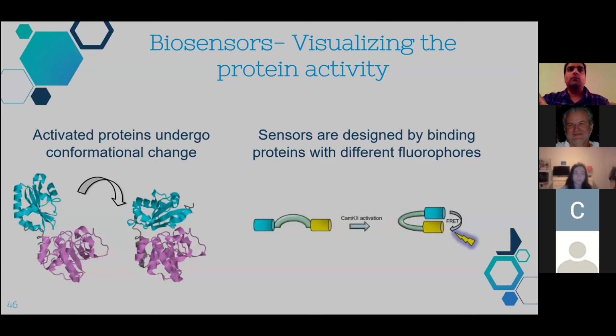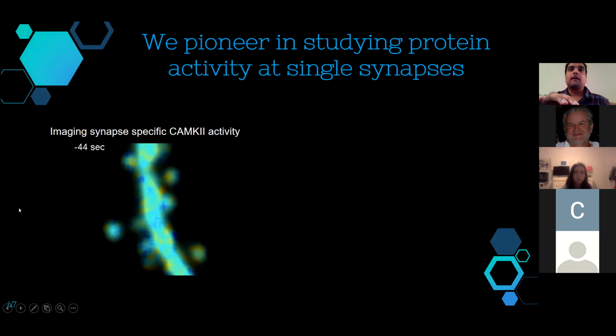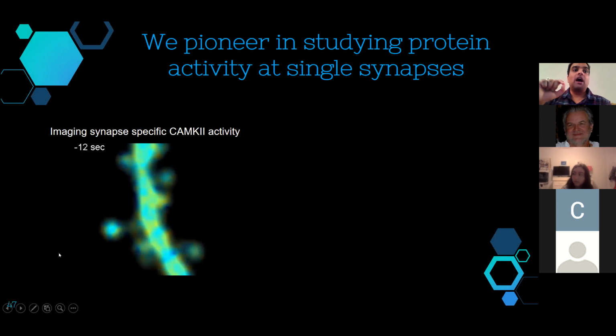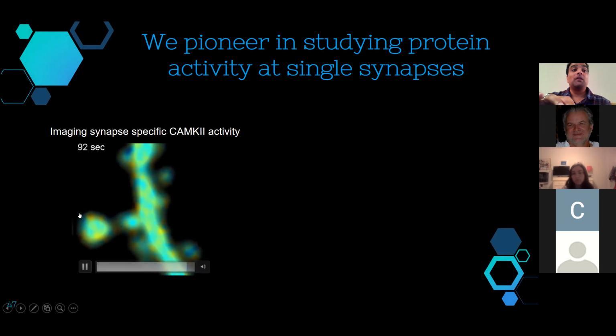I just want to end with a beautiful image or video of activation of a particular protein, for example, in this case, CAMK2, in response to a signal that causes synaptic plasticity. If you focus on this spine, you'll see the change in the color, showing how in a synapse-specific manner this CAMK2 gets activated, which is also locked to the stimulus. And you can see the spine then increases in volume, suggesting an increase in the synaptic strength.